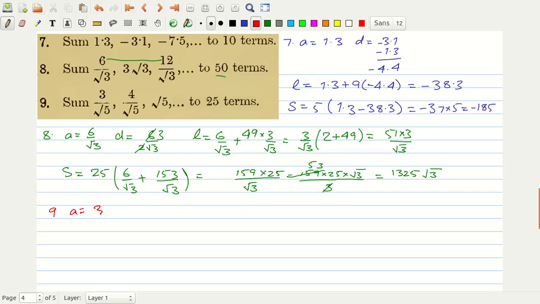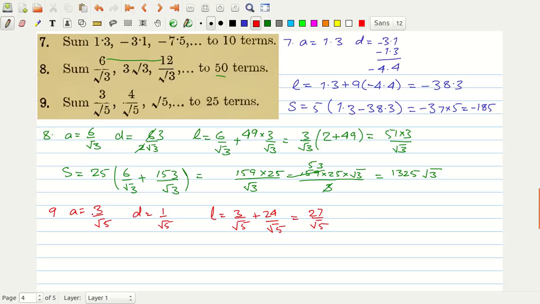Again, a is equal to 3 by root 5. What is d? d is equal to 1 by root 5, right? 4 by root 5 minus 3 by root 5. So d is equal to 1 by root 5. What is the 25th term? The 25th term is 3 by root 5 plus 24, since 25 minus 1 is 24, times d, which is 1 by root 5. So you get 27 by root 5. Correct?